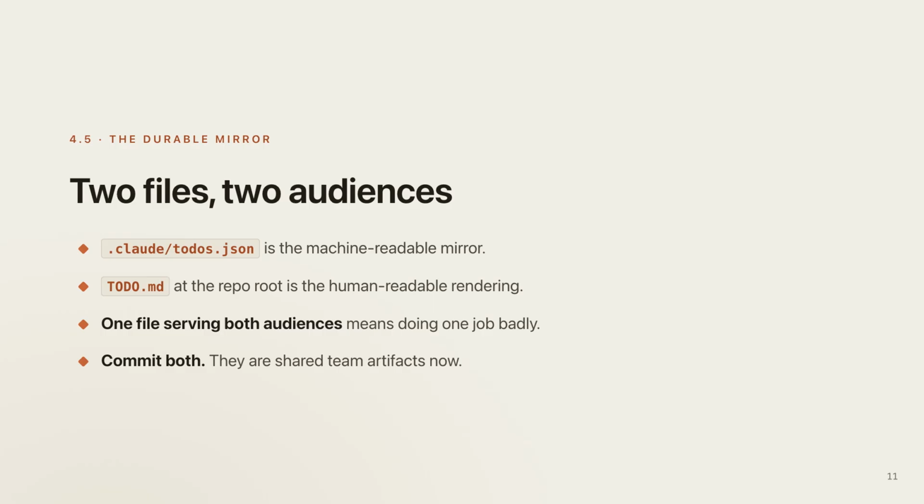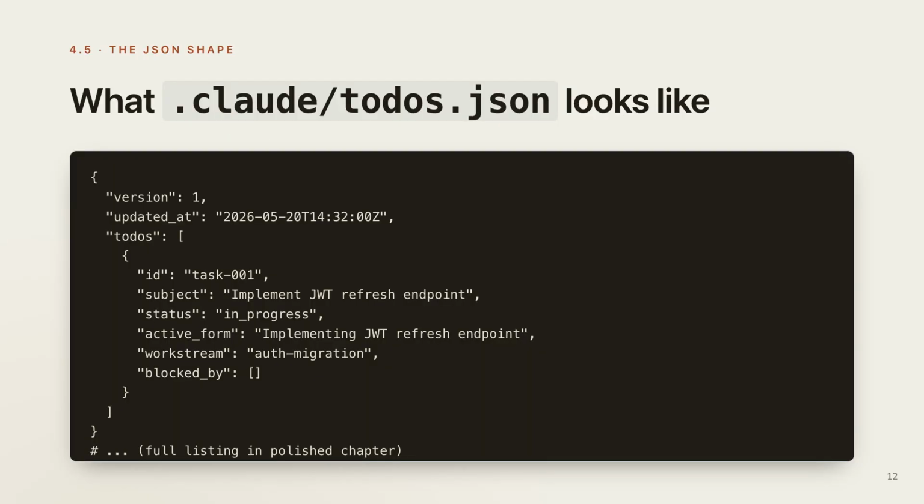Then I have a skill that can read this and keep track, or even sync it to Jira or GitHub issues. You can automate and force the persistence of the task list with skills and hooks, which we will cover later.